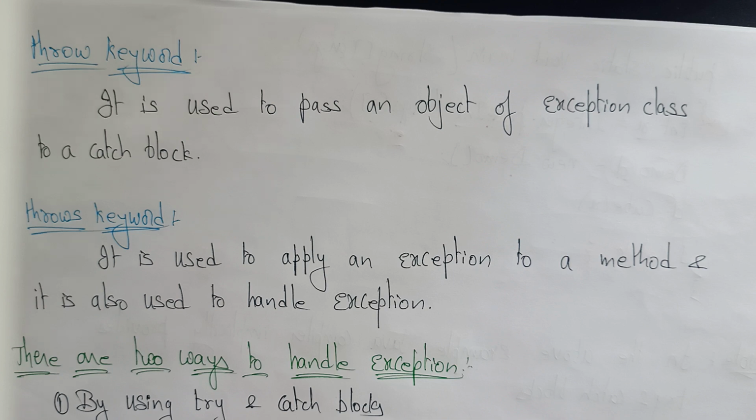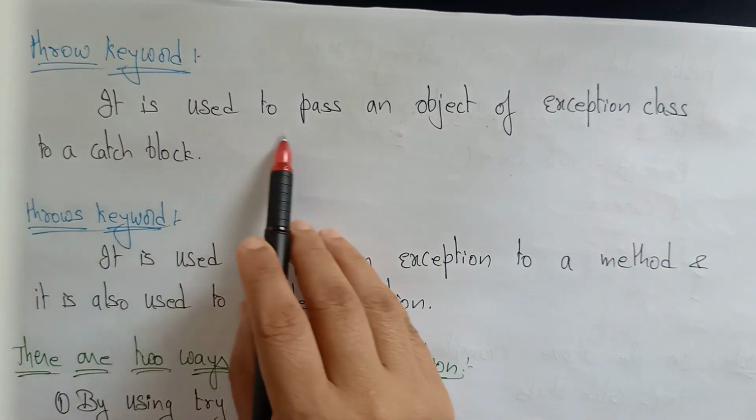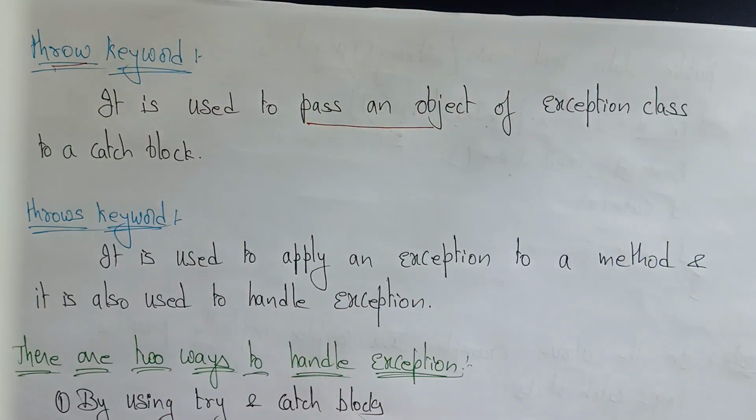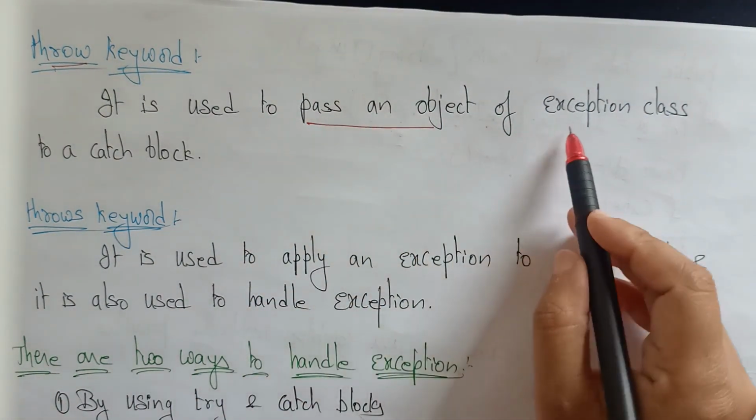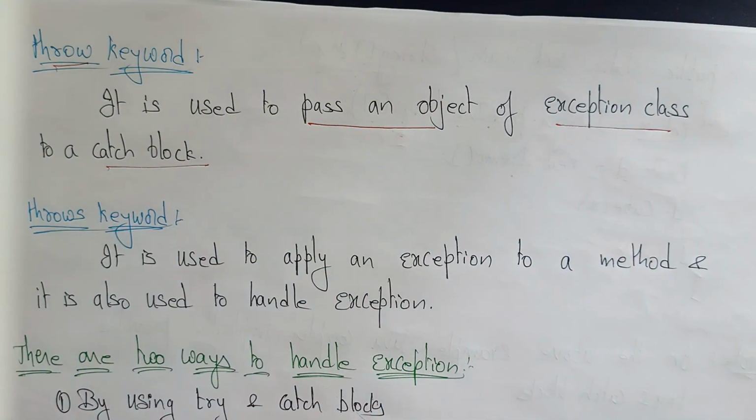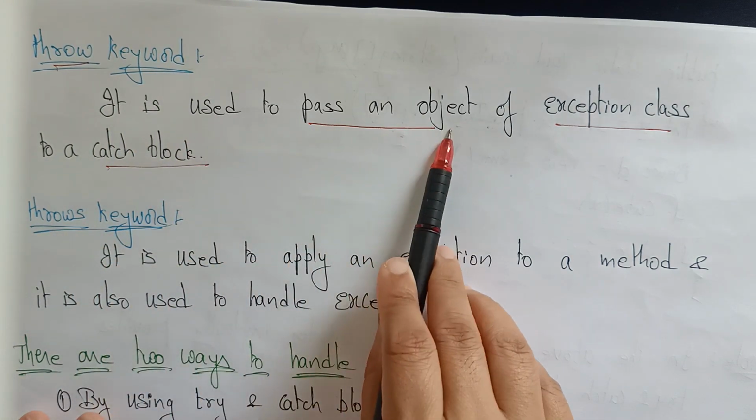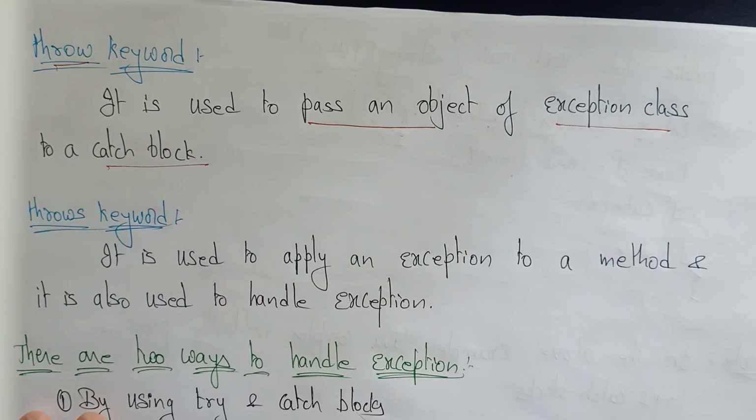Now in this video, I am going to explain throw, throws and finally. These are also keywords that we use in exception handling. So what is the throw keyword? Throw is used to pass an object of an exception class to a catch block. It means an exception has occurred, so throw: the controller will go to that catch block. That is the meaning of throw.